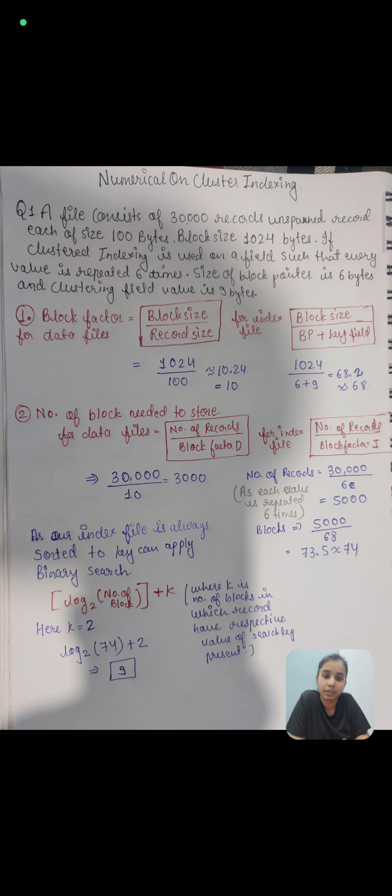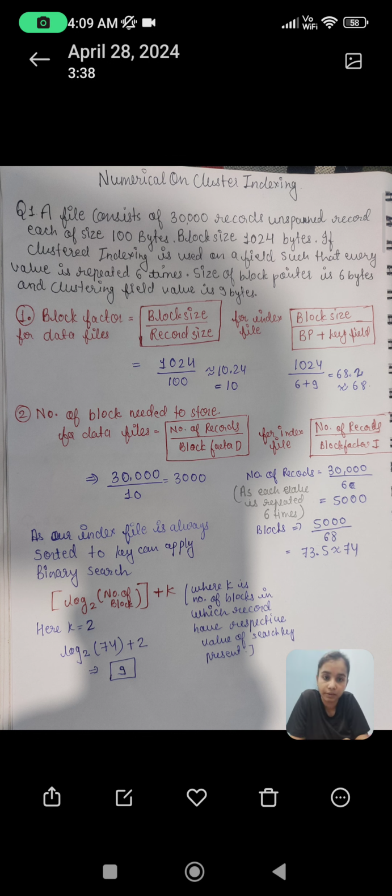Similarly for the index file, 1024 divided by 6 plus 9. We are doing 6 plus 9 because I told you before that for the index file the formula is block size upon block pointer plus key field value. Dividing it we get 68.2, so we will take it as 68.